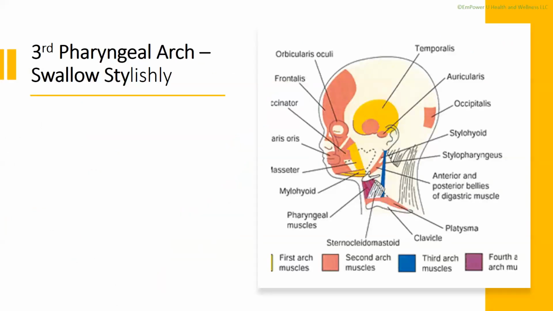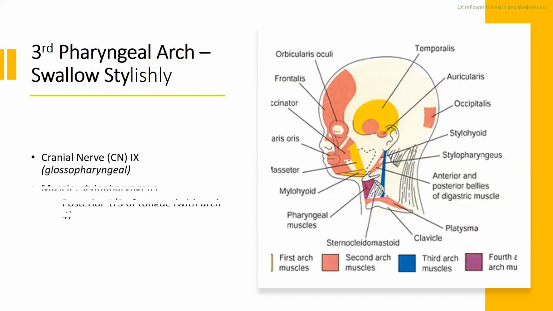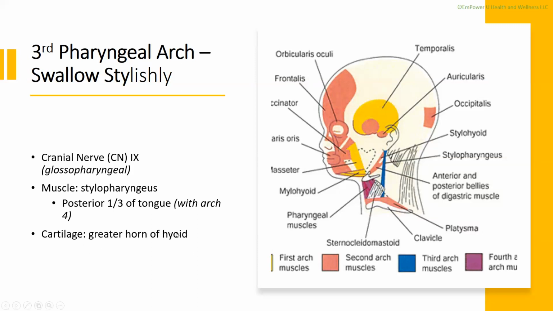Third pharyngeal arch is swallow stylishly. So this is cranial nerve 9, your glossopharyngeal nerve. This is your stylopharyngeus muscle. That's why the stylishly is there. It's the posterior 1/3 of tongue as well. There's also the greater horn of the hyoid cartilage, but I would probably remember glossopharyngeal, stylopharyngeus, swallow stylishly.